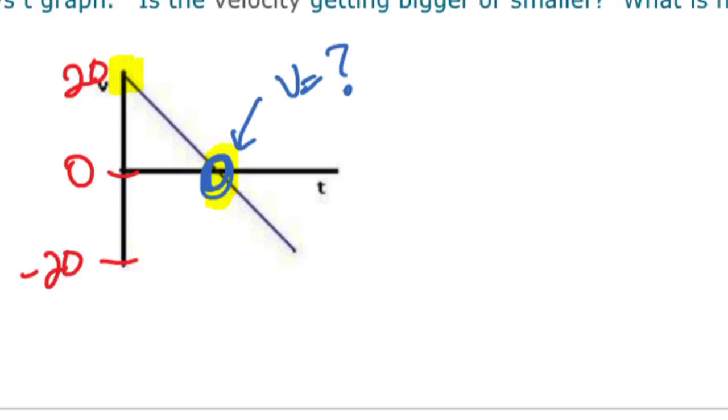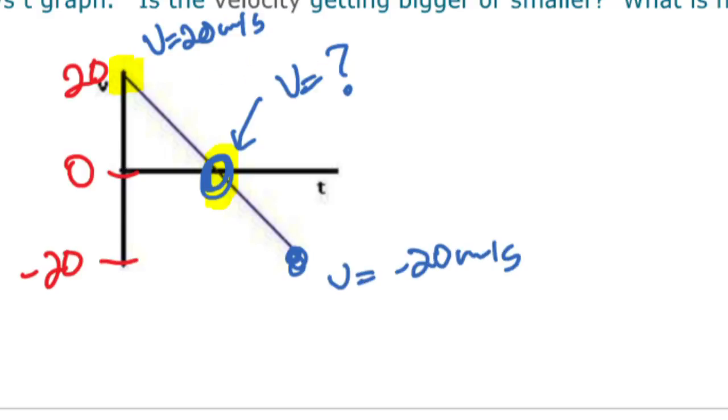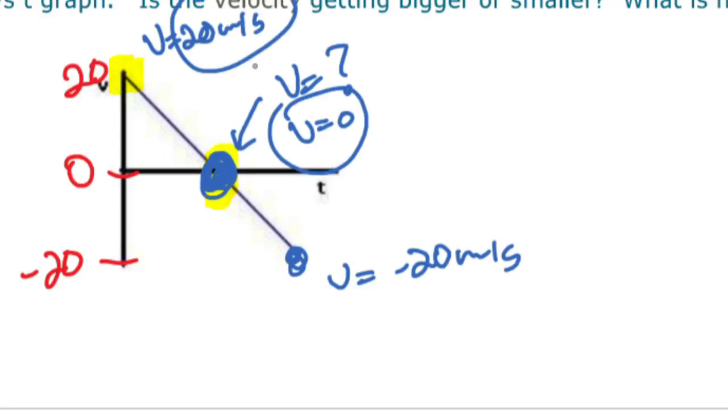It's the exact same as the previous question. We said when we cross that x-axis, we're going negative. When we get down here, for sure, we're at negative 20. So here the velocity is 20 forward. Here the velocity is negative 20, or 20 backwards. But what happens right in the middle? This point. What is our velocity there? It is indeed 0. So we're going forward 20, then we stop, and now we're going backwards.